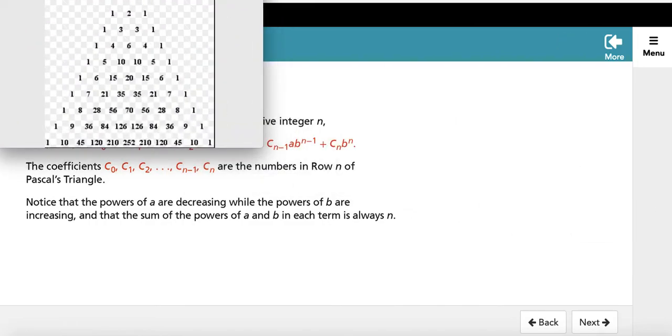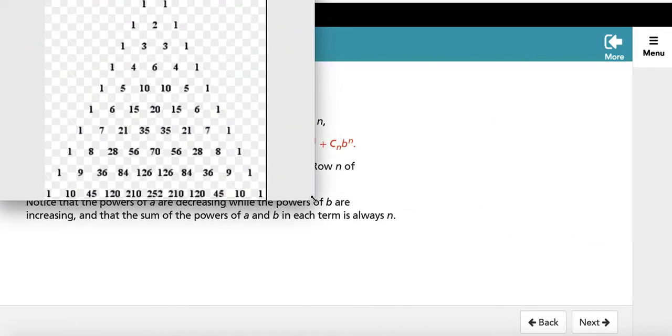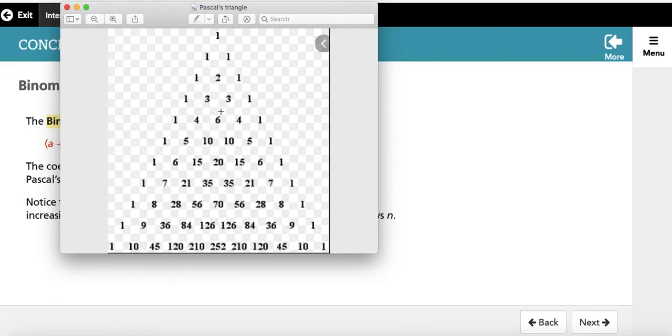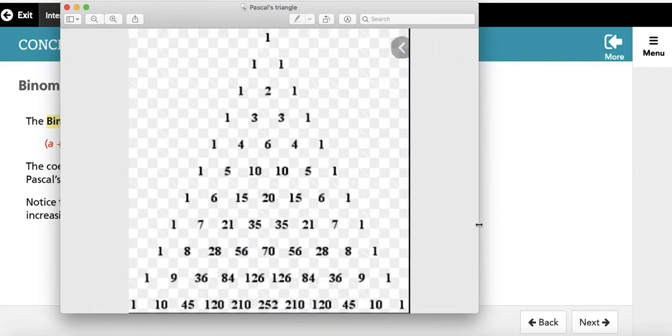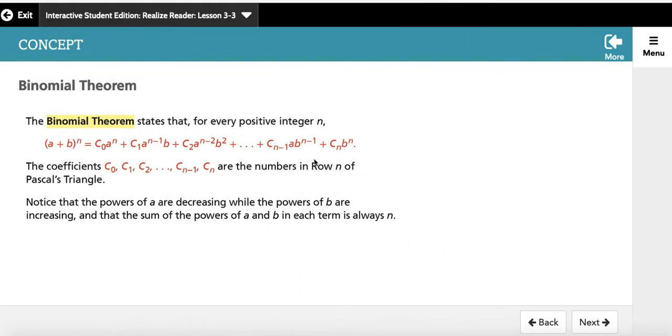If you recall, Pascal's triangle looks like this. I think we went down to row 5 or row 6 in an earlier problem. This is all the way out to row 10, if you want to do a screenshot of that. Be my guest. It's going to disappear in 3, 2, 1. Okay, I'm going to keep that handy because I'll probably need that later on.